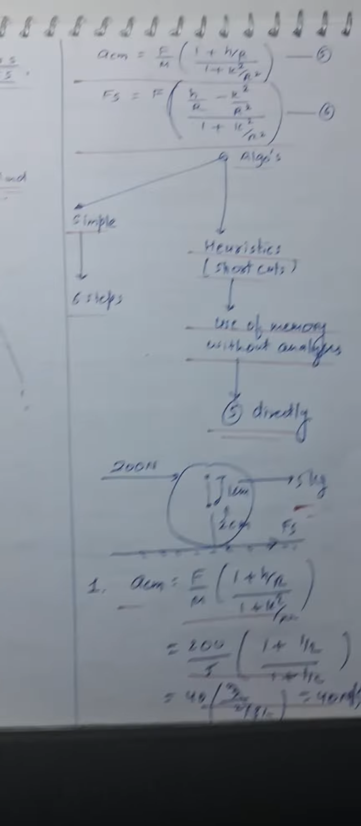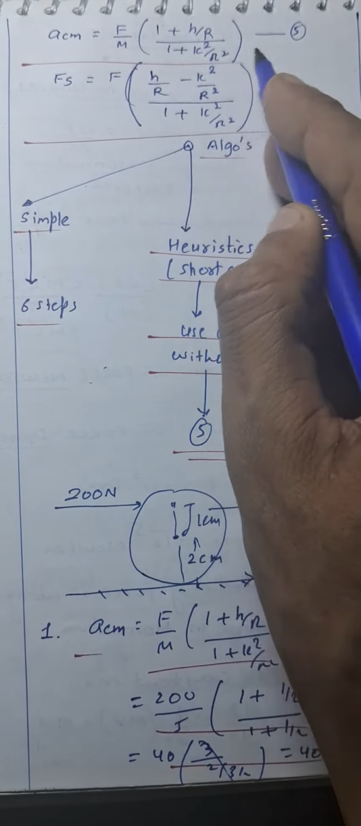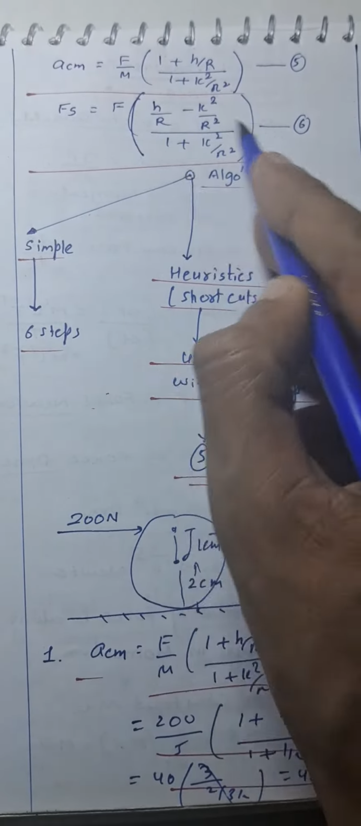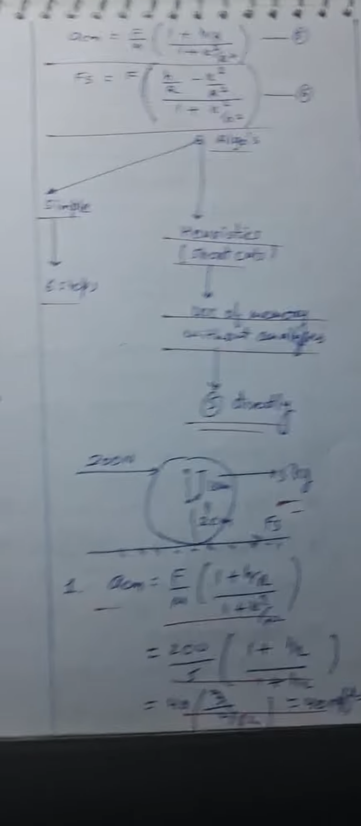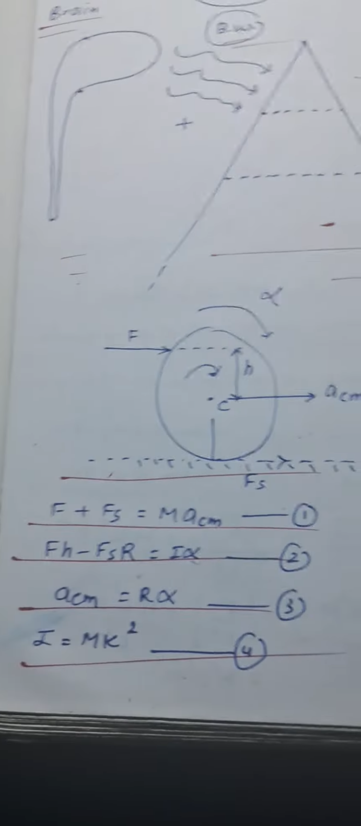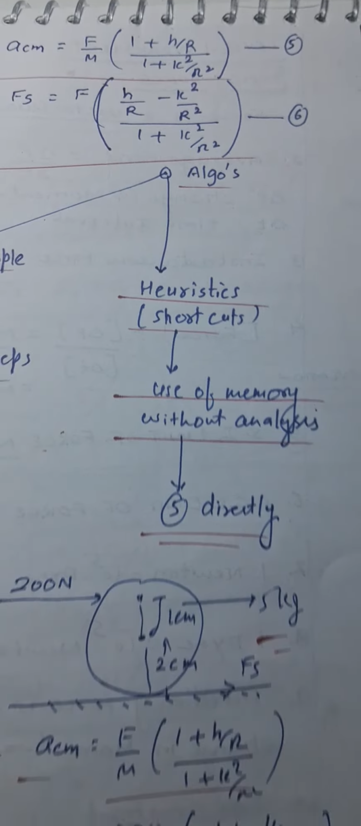If we solve all these equations and arrange them, then we get ACM is equal to F by M times (1 plus H by R) over (1 plus K squared by R squared), and friction is F times (H by R minus K squared by R squared) upon (1 plus K squared by R squared). So you have seen that there are 4 steps and their mathematical manipulation, and finally we get result number 5 and result number 6.